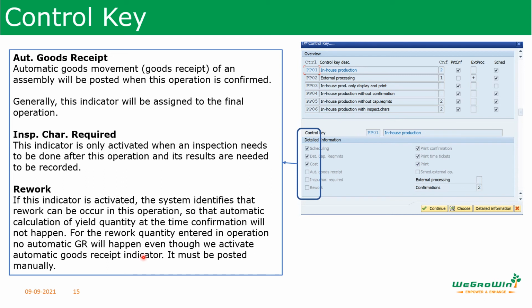Okay. And then again, please take note of one point here. For the rework quantity entered in the operation, no automatic GR will happen even though we activate automatic goods receipt. It must be posted manually. Only the goods receipt of the finished product will happen automatically through this automatic goods receipt. But the rework quantity you have to enter. Okay. See, each and every field in the control key is very important. So finally, after setting all the masters, the control key is a major point which is making the link from the master data to the production order. You have to learn all these things very carefully.